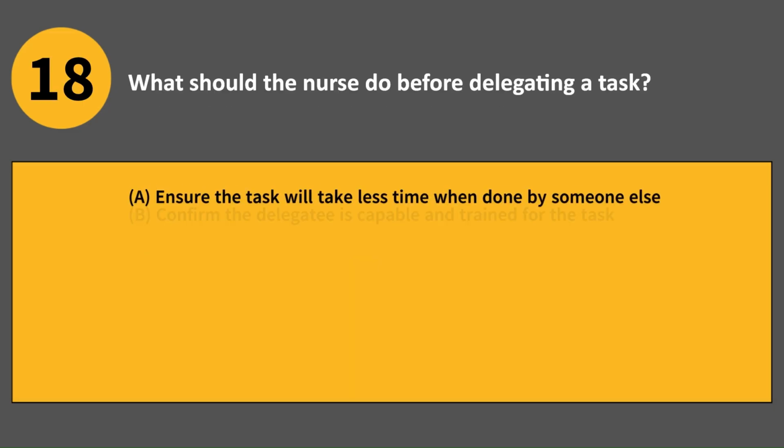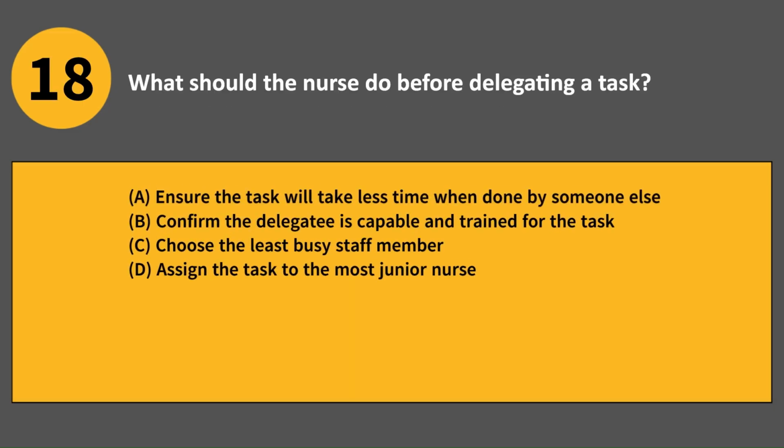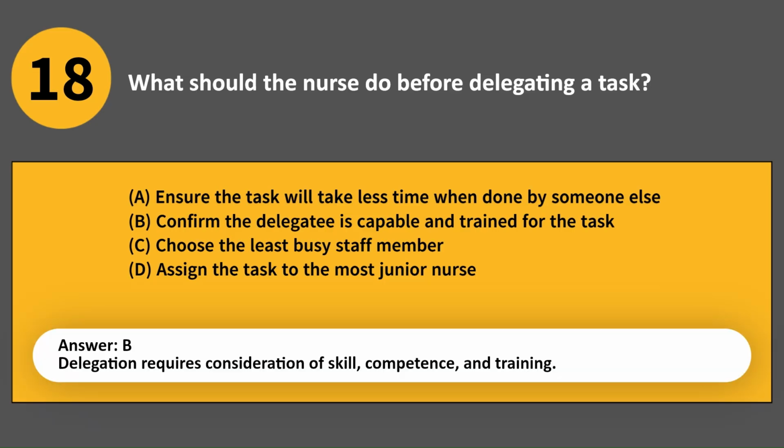What should the nurse do before delegating a task? A. Ensure the task will take less time when done by someone else. B. Confirm the delegatee is capable and trained for the task. C. Choose the least busy staff member. D. Assign the task to the most junior nurse. Answer: B. Delegation requires consideration of skill, competence, and training.